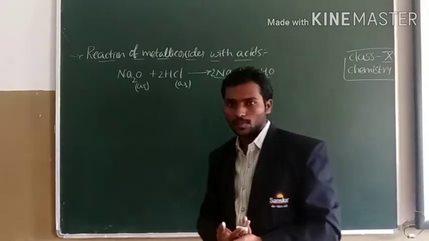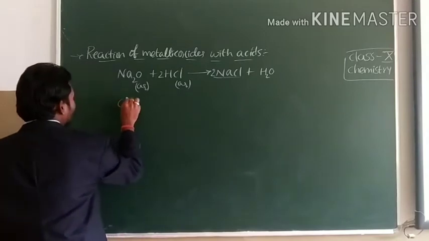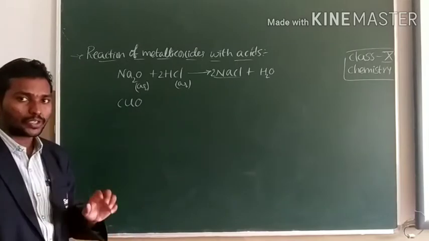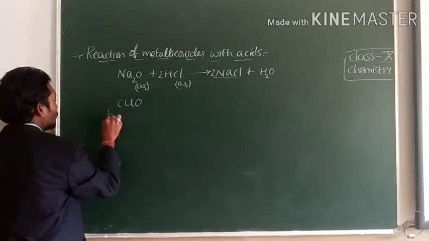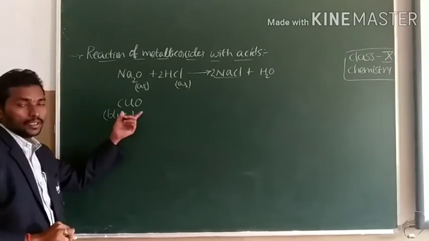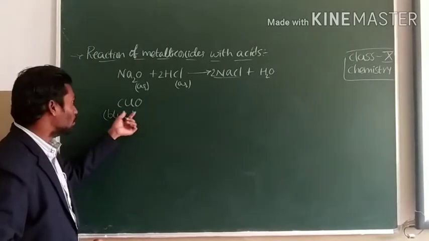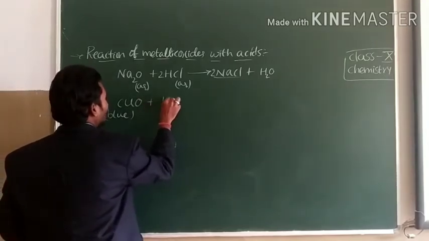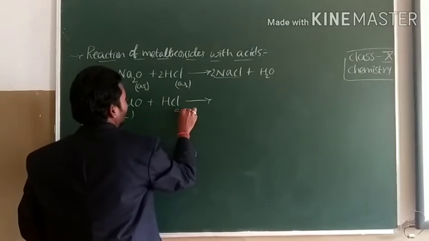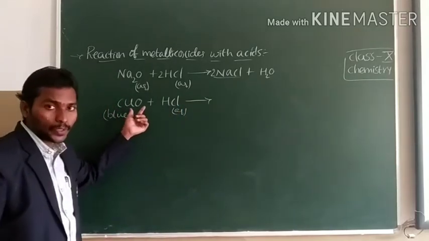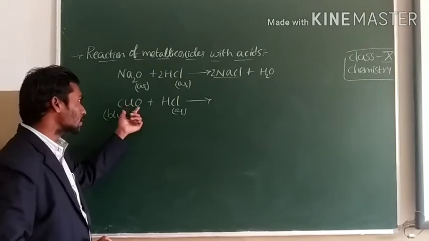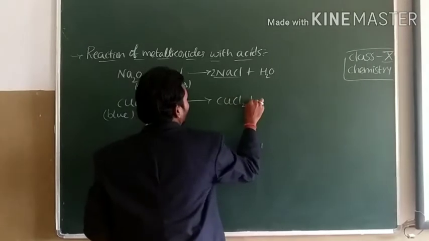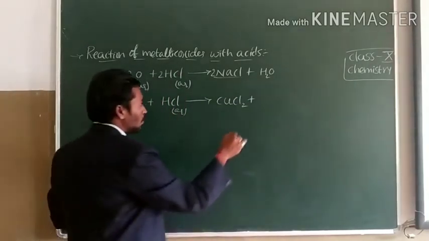Let us consider one more example, that is a colored salt. The colored salt is CuO. CuO means cupric oxide. It is a blue color salt. Here cupric oxide is a blue color salt. Now when we add a few ml of aqueous hydrochloric acid to the cupric oxide salt, there is a change in the color of the salt. The salt will become colorless, CuCl2, and forms water.